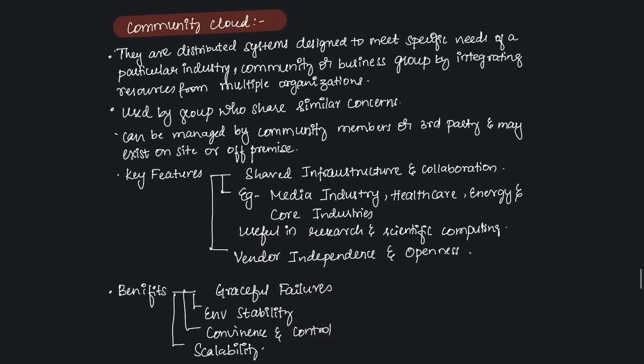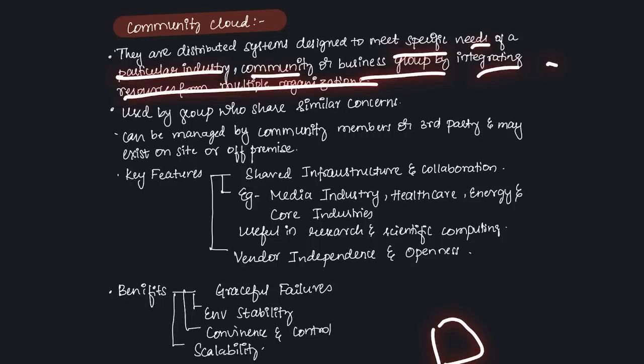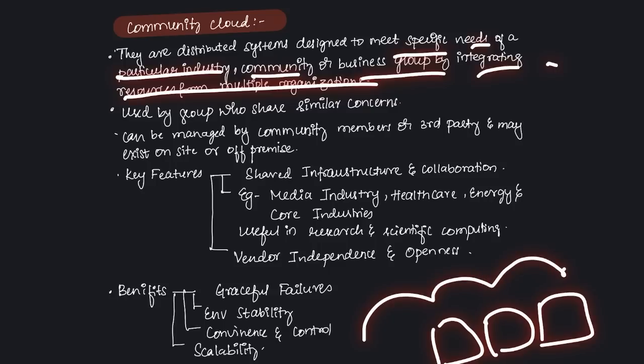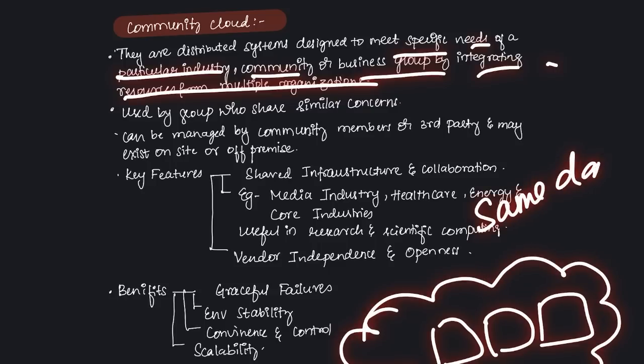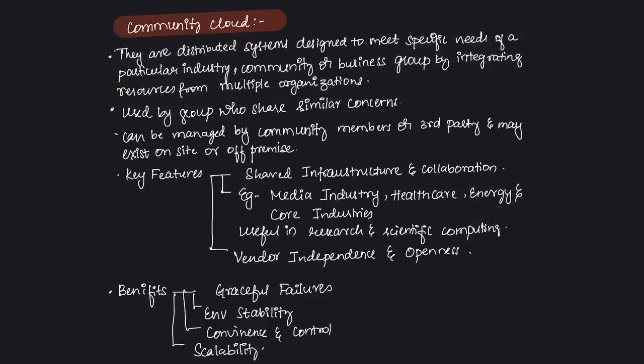Community clouds are distributed systems designed to meet the specific needs of a particular industry, community, or business group by integrating resources from multiple organizations. So you're making use of multiple organizations, and there could be a business group related to the same domain, so those people can set up this community cloud. They are used by a group who share similar concerns.